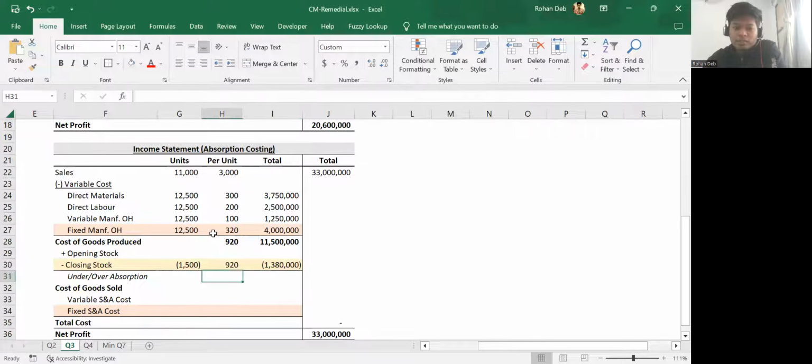Another portion that was here was under or over absorption. In some cases, what happens is, here we had calculated this rate, 320. In some cases it says that the absorption rate for fixed manufacturing overhead is 300 rupees, let's say. In that case, that 20 rupees is the additional absorption, or over absorption. If it was 280, it was under absorption. So for that adjustment, you have this over or under absorption, which in this case is not relevant. So we'll just put a 0 and go ahead.